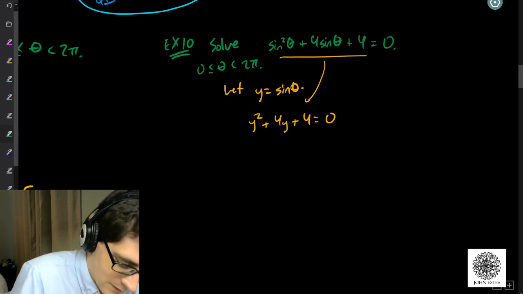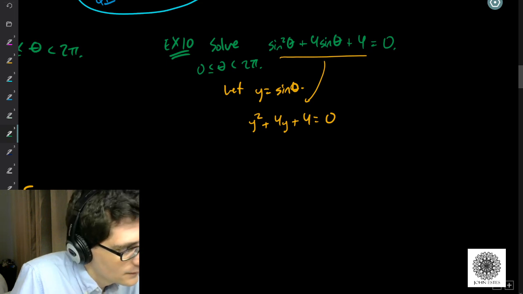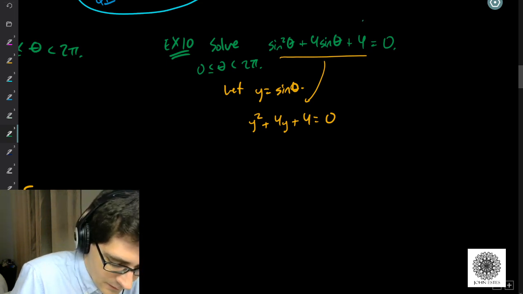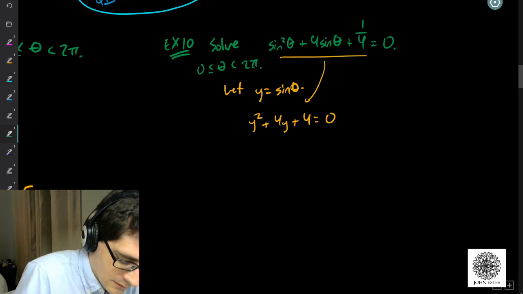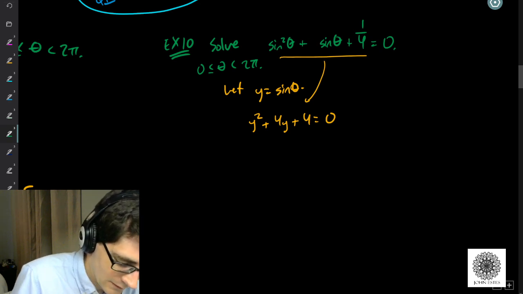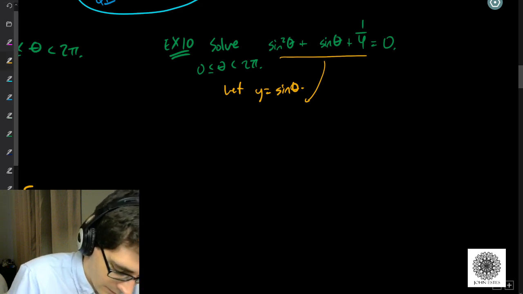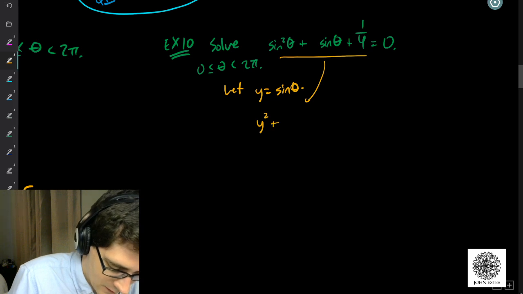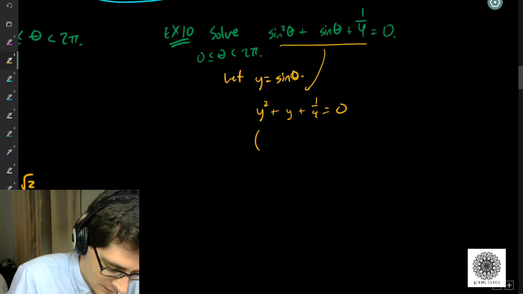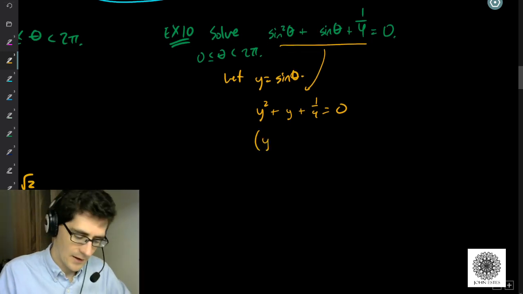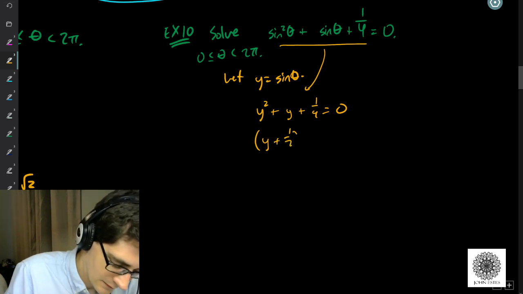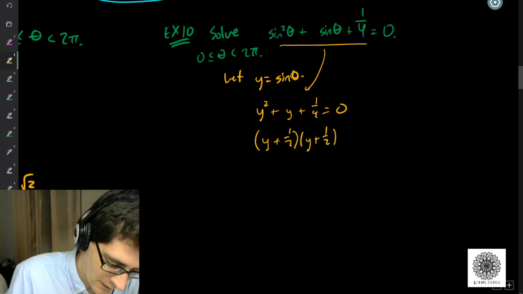All right, so we're doing some live engineering here. Let's say 1/4 and 1. Okay, so now we're thinking two things that multiply together to give me 1/4, add to give me positive 1. First we're going to write y squared plus y plus a fourth equals 0. And I got to factor this thing. Two things that multiply to give me 1/4, add to give me 1, 1/2. So I get y plus 1/2 times y plus 1/2 equals 0.